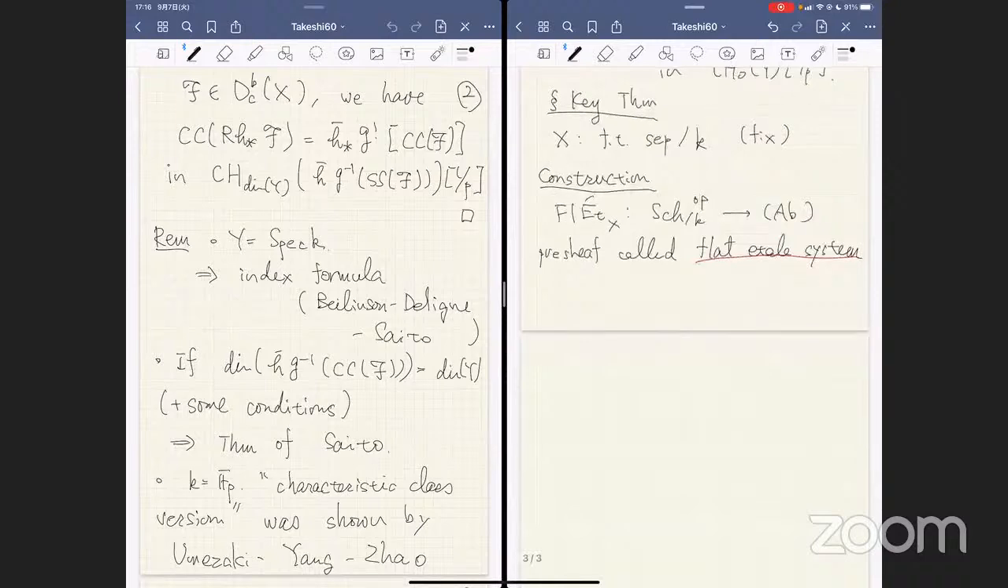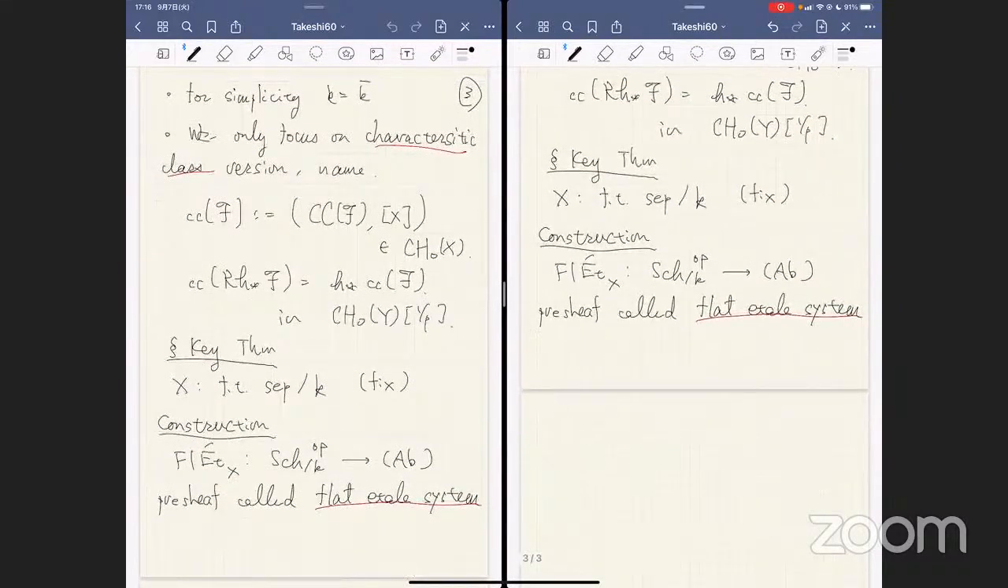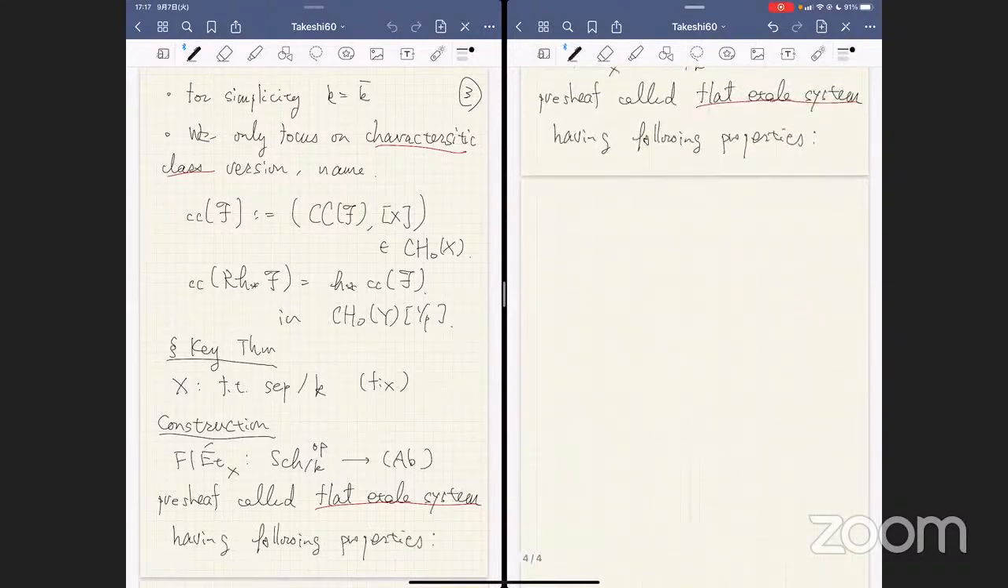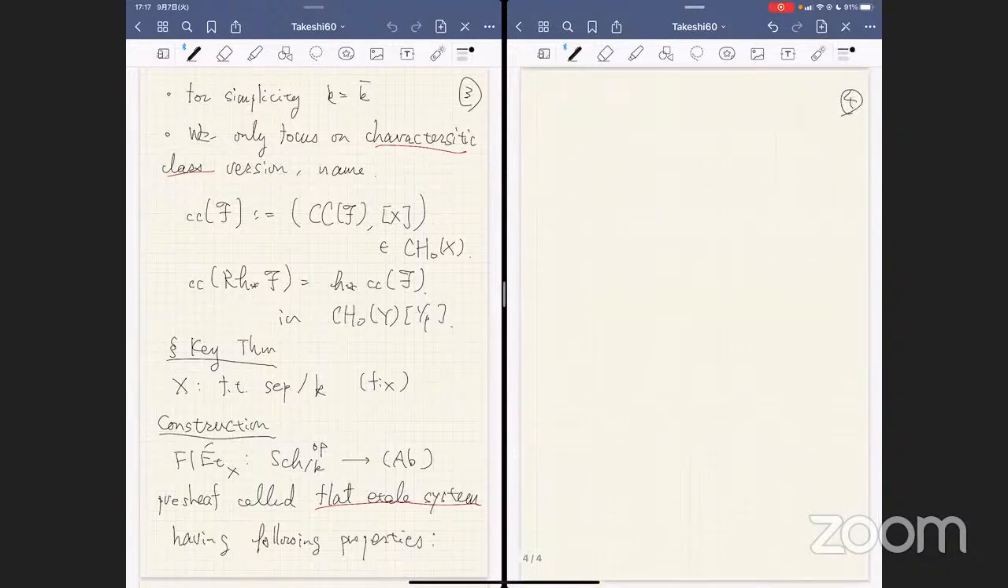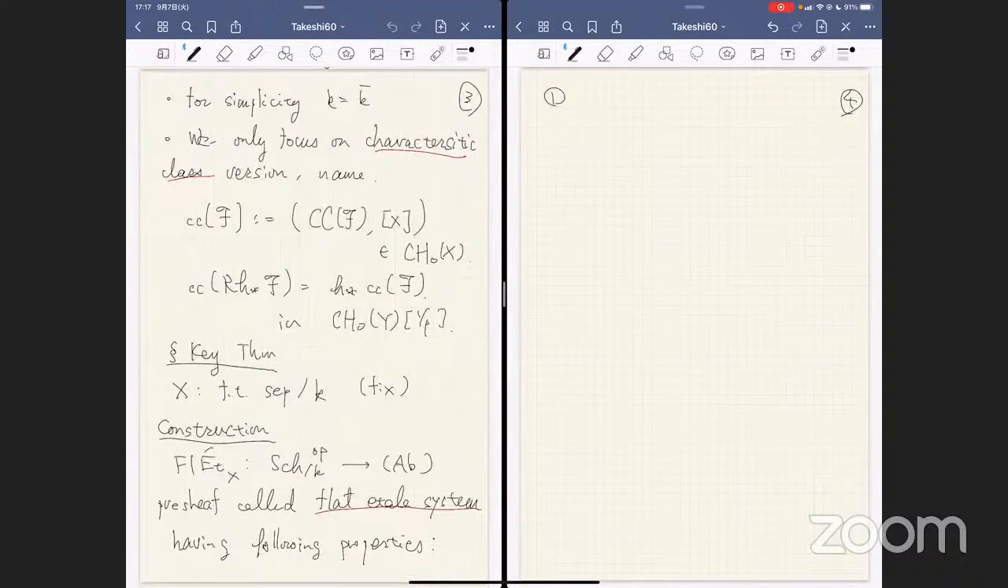Of X. So this, I don't really define this, but I will tell you the properties of a system having the following properties. Okay, so the first property is that I can describe the global section pretty explicitly. This is just the Grothendieck group of the constructible sheaf. Okay, pretty easy.